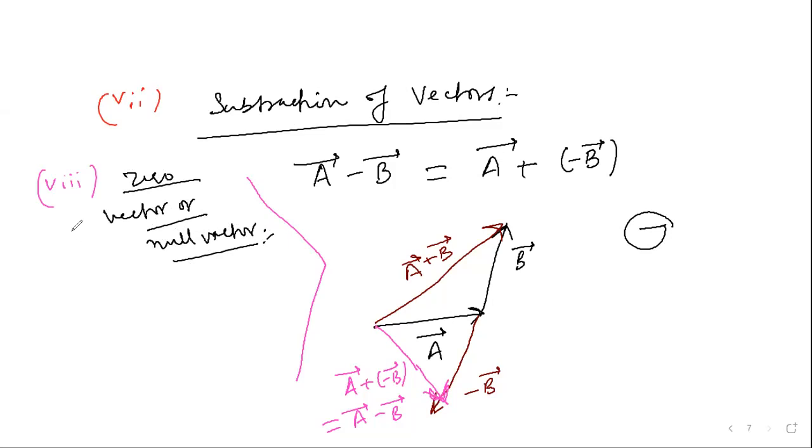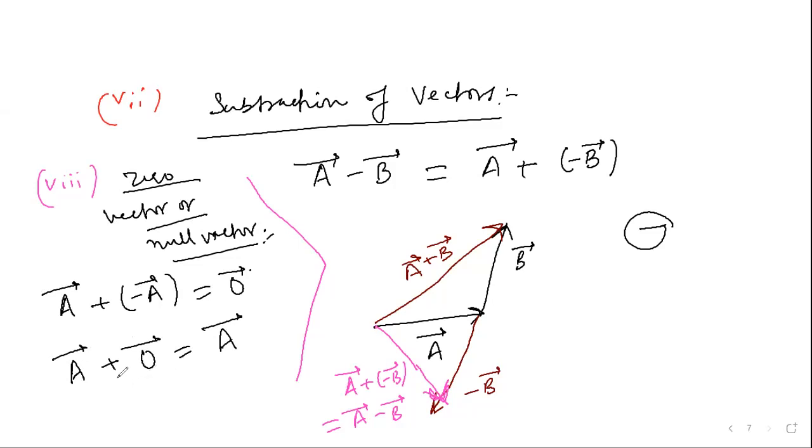Now, why do we define the zero vector or null vector? It is useful. For example, if I add minus A to A, what do I get? I get a zero vector, right? Similarly, which vector do I add to A in order to get A back? That is the zero vector. So if you add the zero vector to any vector, you will get that vector back. And if you add a vector with its negative vector, you will get a zero vector, right?